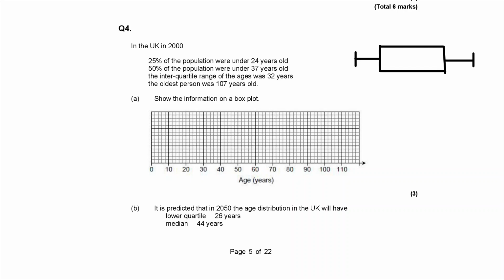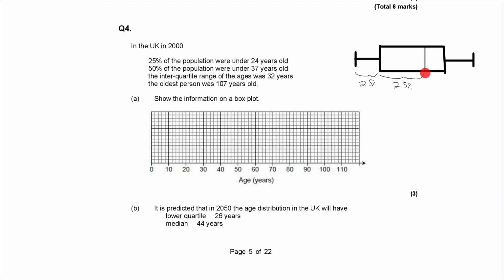Just so we know, in a box plot, from the minimum value to the lower quartile is 25% of your data. From the lower quartile to the median is another 25% of your data.